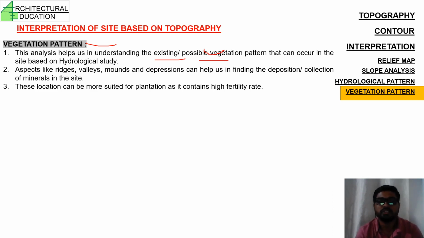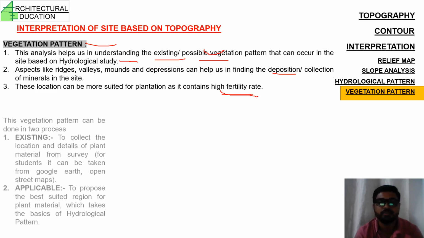So possible vegetation is where you can propose, but this can be done based on a hydrological study. So for suppose if there is a valley line, the possibility of mineral deposit over there will be much higher. So it's always a better chance to provide trees in the valley area, which will not only utilize the water to the maximum extent, but also make sure that the groundwater table is recharged, and at the same time it will stop floods. These locations can be more suited for plantation as they have a high fertility rate. Since there is a lot of deposition happening over there, the rate of fertility will be much higher in these regions when compared to others.